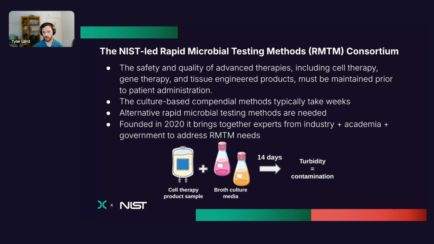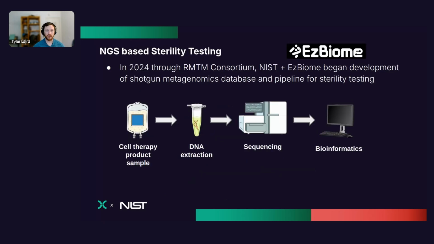So the RMTM consortium was founded in 2020, and it brings together experts from industry, academia, and government to address RMTM needs. And there are a wide array of rapid microbial testing methods, but one particular focus that we're working on is NGS-based sterility testing. And so in 2024, through the RMTM consortium, NIST, along with the company EasyBiome, began development of a shotgun metagenomics database and pipeline for sterility testing.